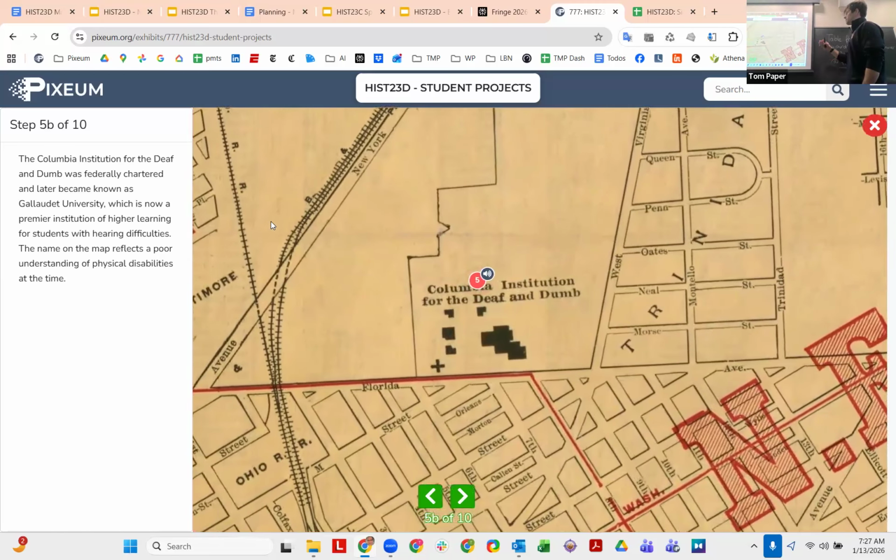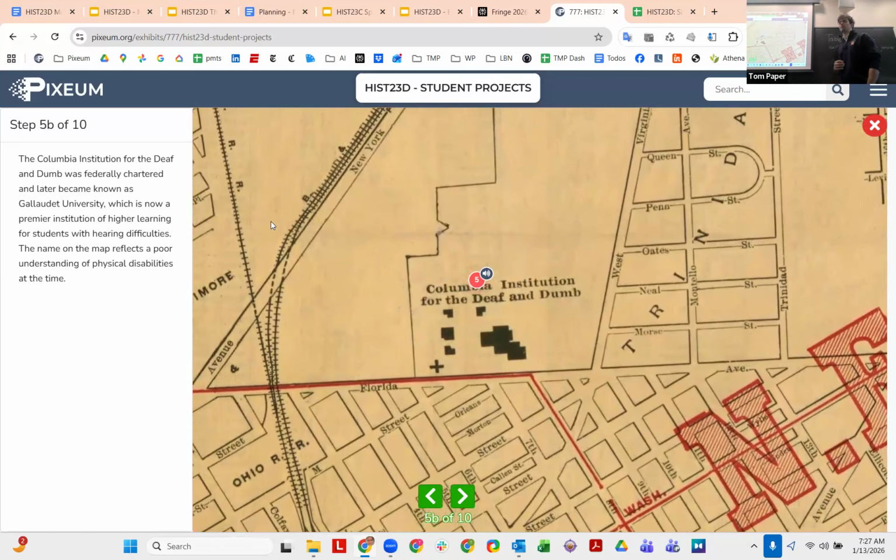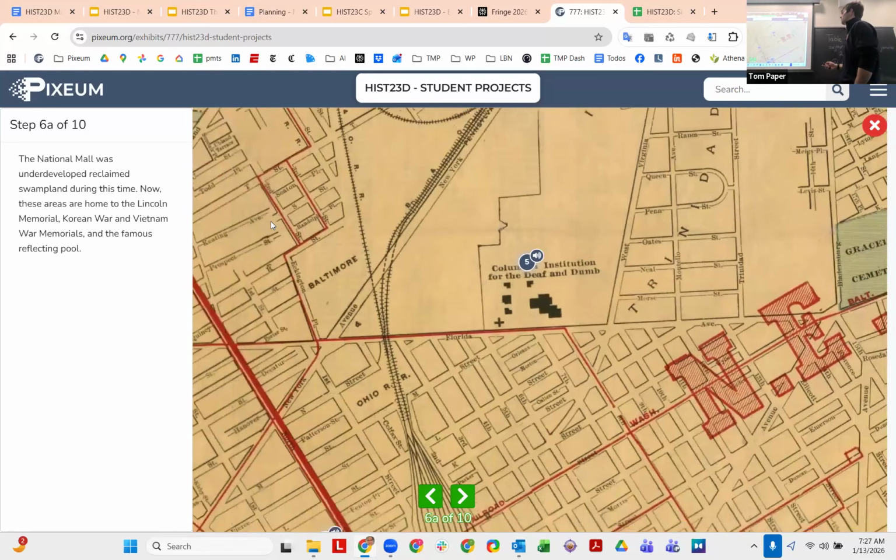Also interesting is the naming of some of the institutions. So if some of you have heard of Gallaudet University, it's one of the leading institutions for deaf and hard of hearing students, and it was originally called the Columbia Institution for the Deaf and the Dumb. So this reflects a poor understanding of physical disabilities that changed a lot over time as these institutions grew and became more up to date with social norms of the time.